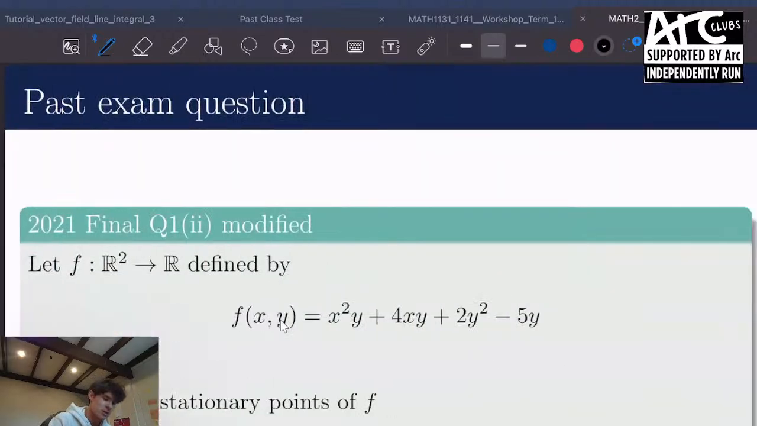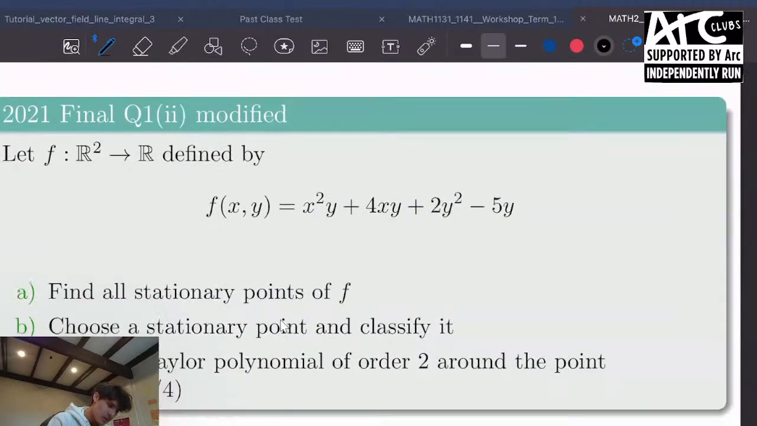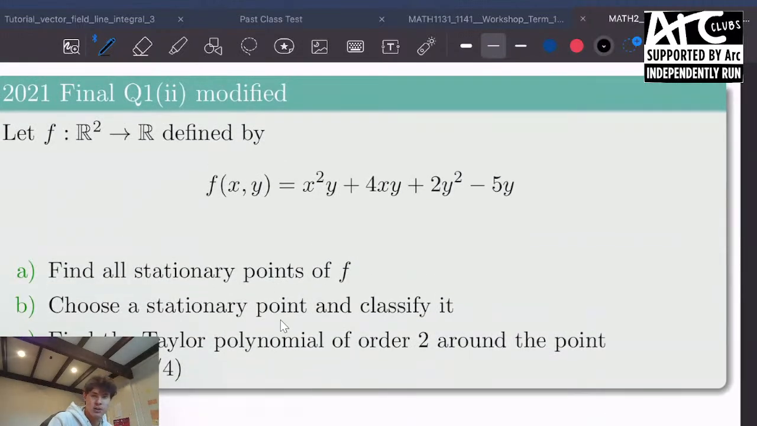So that's a lot of theory. Let's just jump into a question and apply this. First of all, find all the stationary points of f.